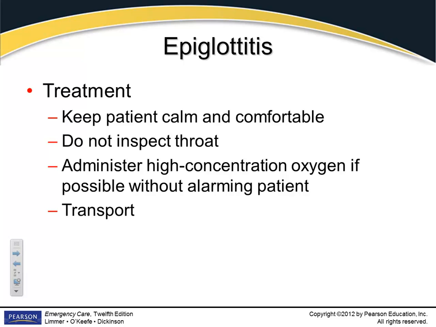Croup is a very common childhood respiratory disease. Their temperature is usually low, like under 102. It may be 100 to 101. Age, these are usually from about 6 months to about 3 years of age. They're not nearly as sick as one with epiglottitis. They've usually had an upper respiratory something for a day or two, and it develops into croup.